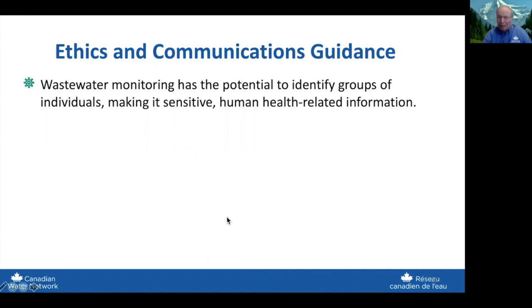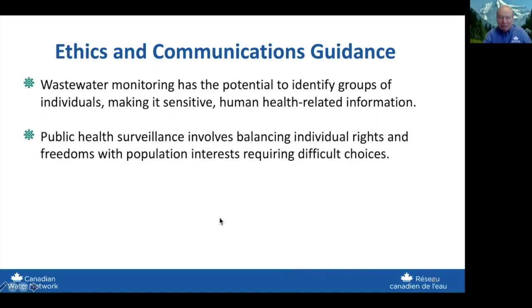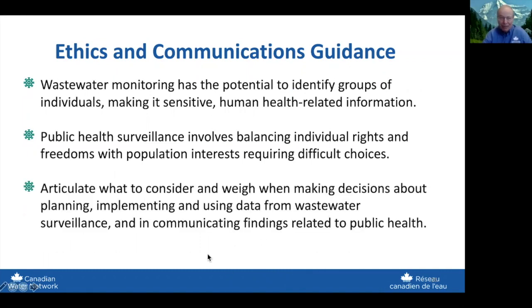Wastewater monitoring clearly has the potential to identify groups of individuals, which makes this a sensitive human health related information gathering. Public health surveillance involves balancing individual rights and freedoms with population interests, and therefore requires difficult choices. We sought to articulate what to consider and weigh when making decisions, planning and implementing using the data from wastewater surveillance, and ultimately communicating those findings to the public.